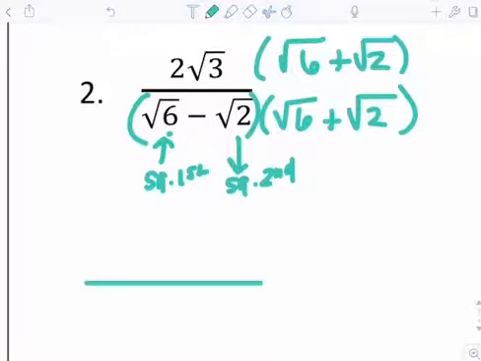Okay, so square root of 6 squared, or square root of 6 times the square root of 6, is just 6. The square root of 2 times the square root of 2 is just 2, and then we tag subtraction in the middle. Now, if you want to do it the long way, you can. It's just a little more work, but you could totally do it. And I'll show you the long way on the side of this.